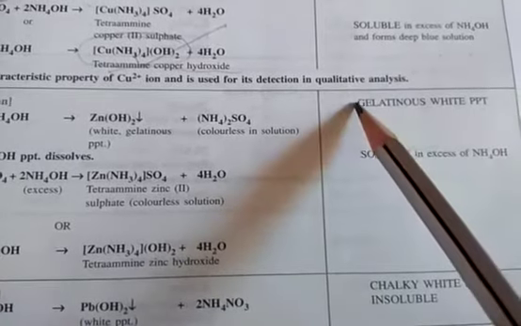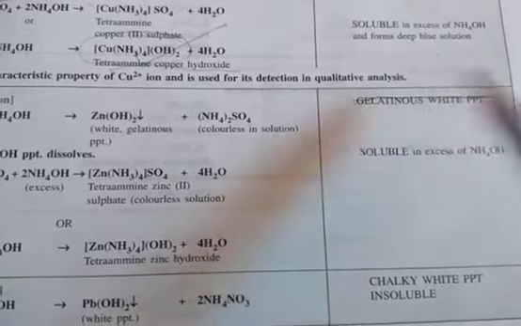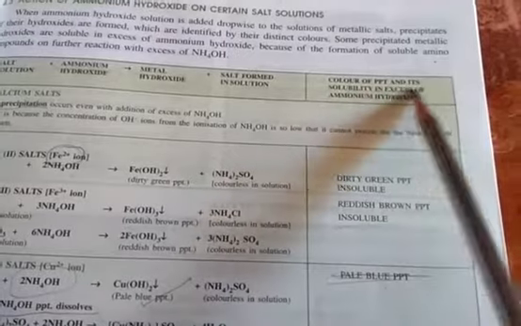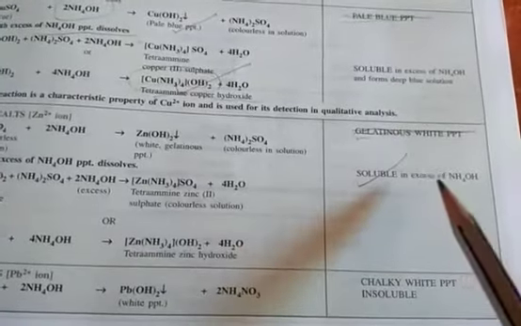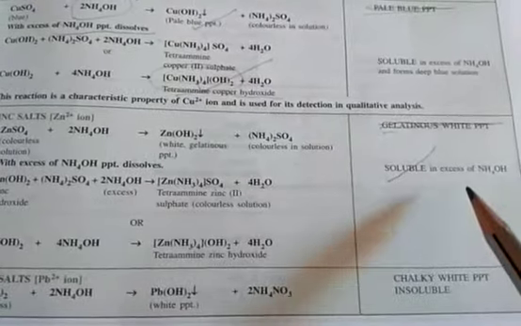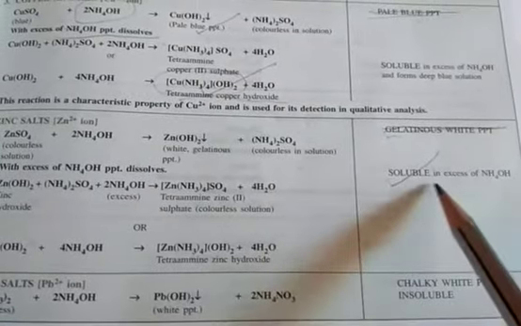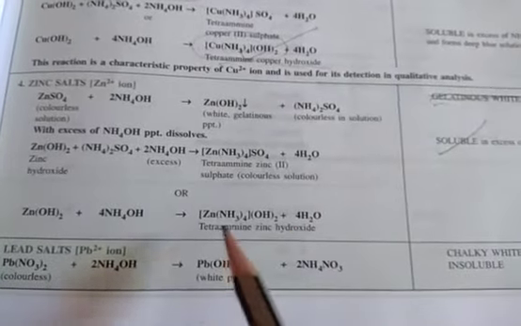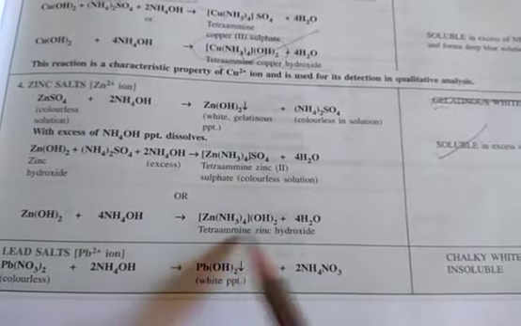So here I can cut this line, gelatinous white PPT. I am cutting this one, because this third column belongs to the excess category. In case of excess, it has been mentioned over there, the zinc hydroxide PPT will become soluble. And how can it become soluble? Because of the formation of tetraamine zinc hydroxide.